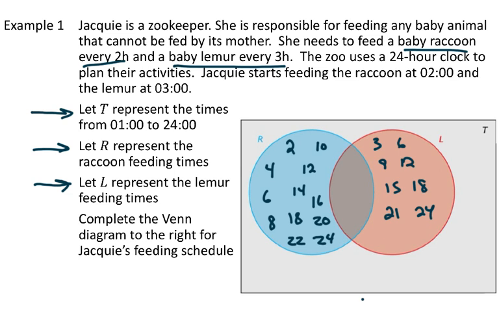But as we can see, some of those times overlap. And when we're creating Venn diagrams, we don't actually write down overlapping items twice in each set. We actually put them in the intersection in the middle. So we have a 6 that we'll take out of each set and put in the overlap. Same thing with the 12. The 18. And the 24.